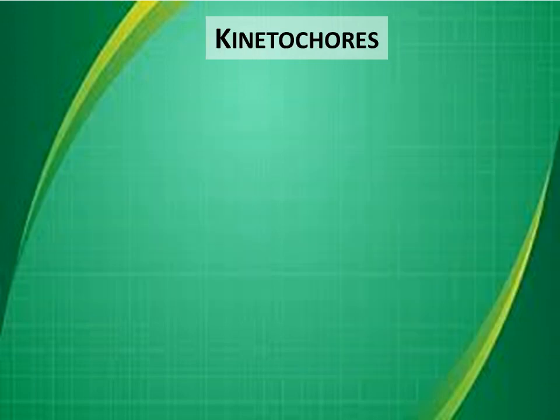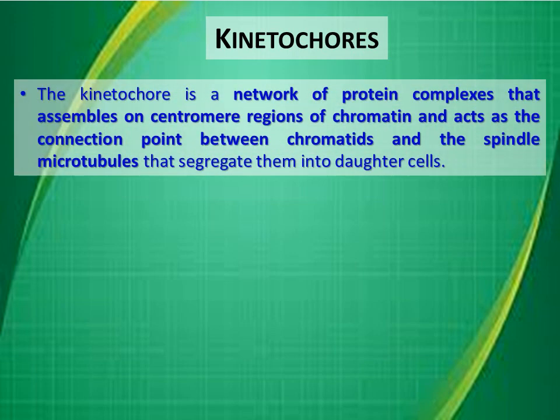Kinetochores. Kinetochores attach sister chromatids to the spindle. The kinetochore is a network of protein complexes that assemble on centromere regions of chromatin and acts as the connection point between chromatids and the spindle microtubules that segregate them into daughter cells. Kinetochores must sense microtubule attachment and determine whether this attachment of sister chromatids is to the same or different spindle poles.